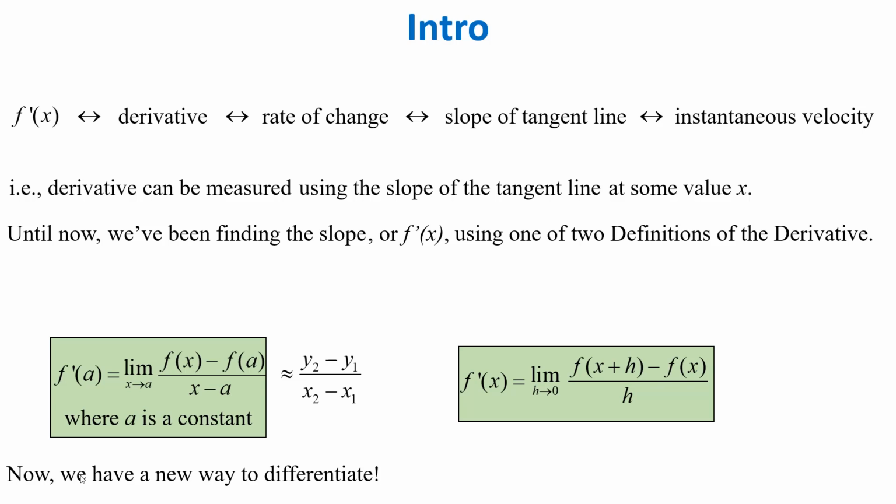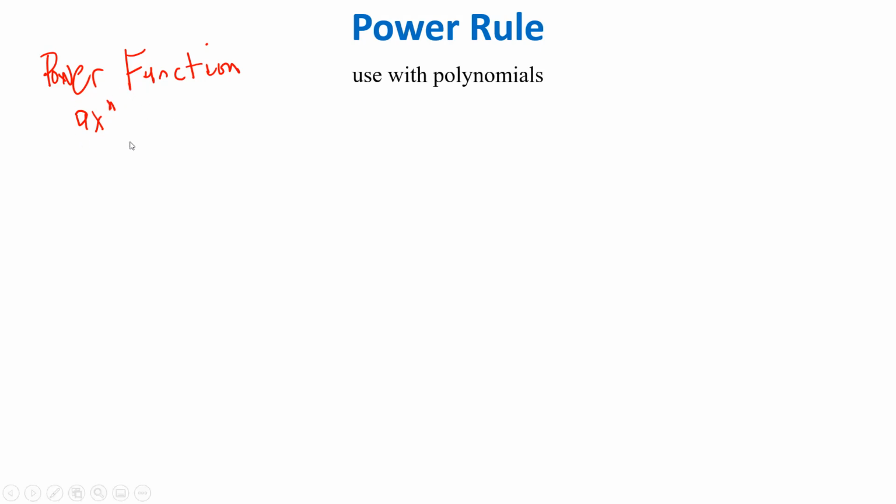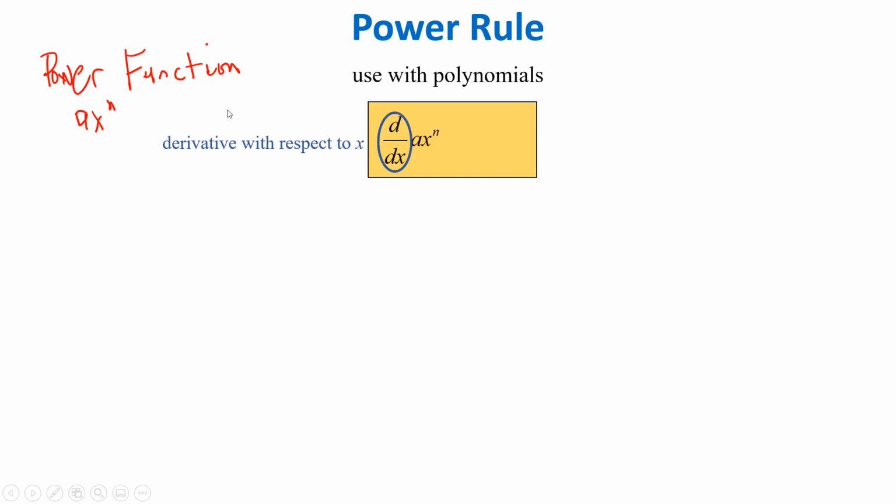We call them rules. The first rule, the easiest one, is the power rule. You would use the power rule when you have something in the format of a power function. A power function is in the format of a times x to the n. And where do we generally see this? In monomials, polynomials. It's the derivative with respect to x of this power function, a times x to the n, remembering that a is a coefficient.